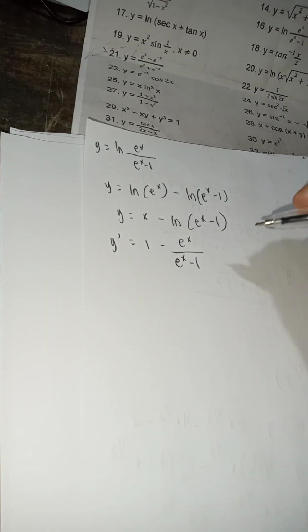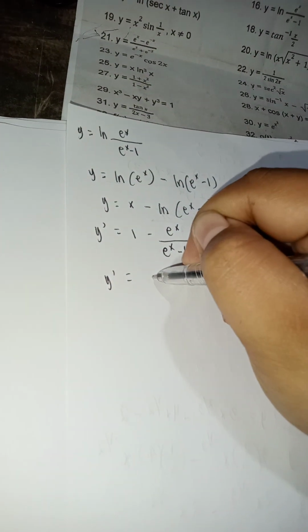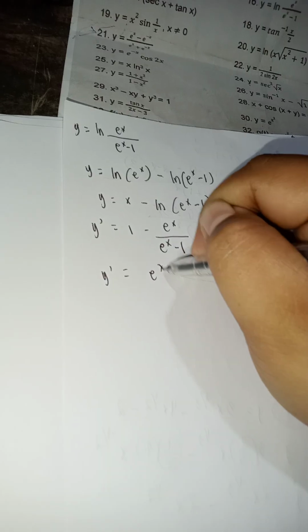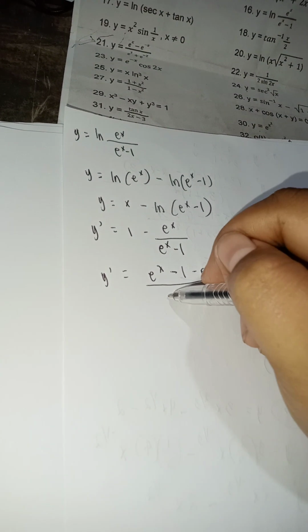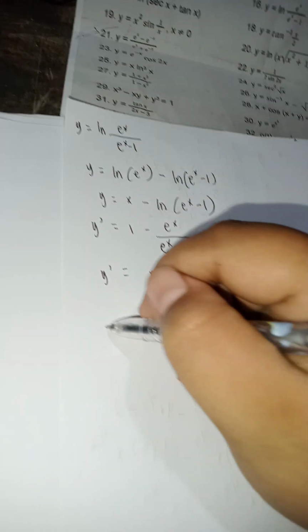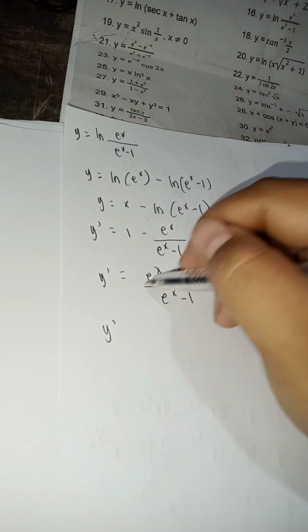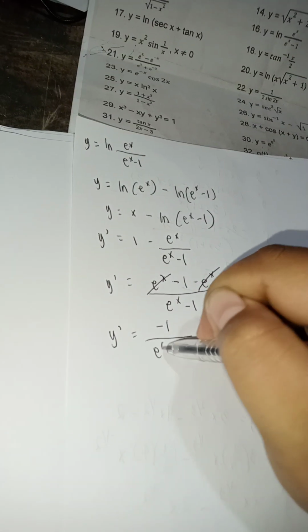Next, simplify it. So y prime is equal to 1 minus e to the x over e to the x minus 1. We are going to cancel this because e to the x minus e to the x is 0. So the remaining is negative 1 over e to the x minus 1. So this is the final answer.